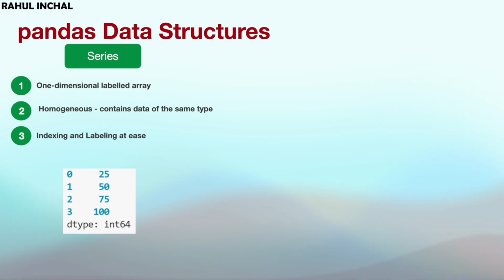Like this is a typical example of it. Now where the first column indicates the index, which is not a column, so it's only a one-dimensional labeled array. So the values are 25, 50, 75 and 100. Definitely the data type of it is int.